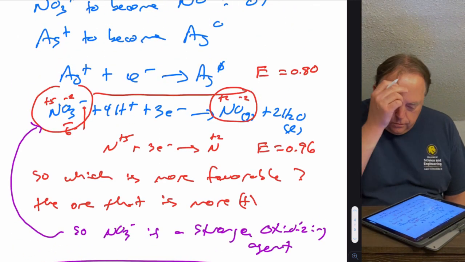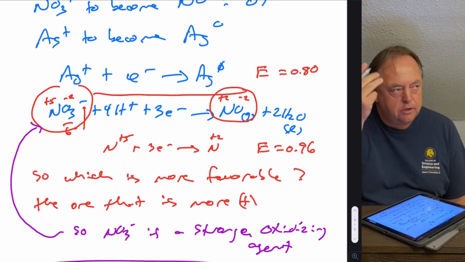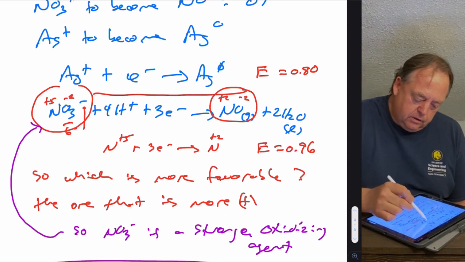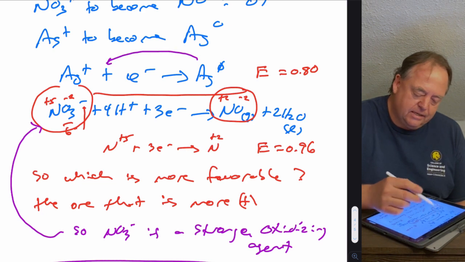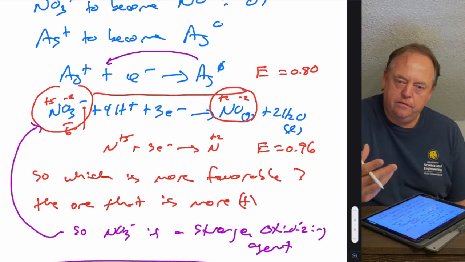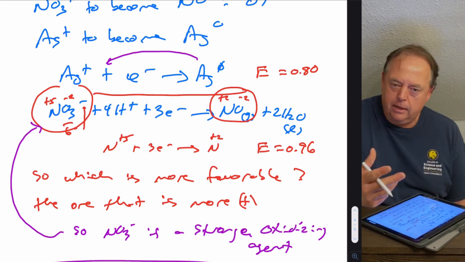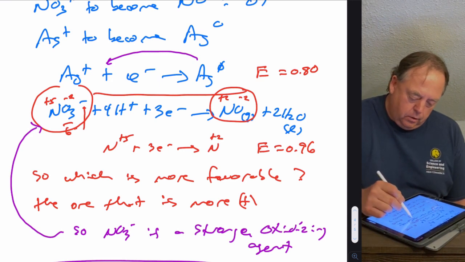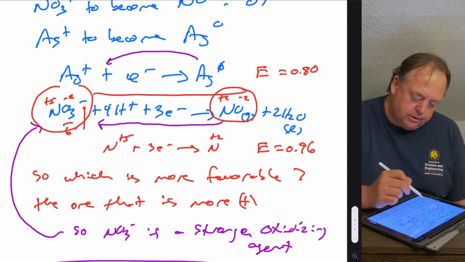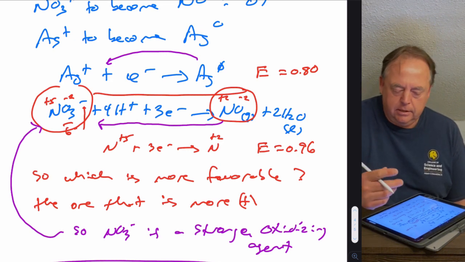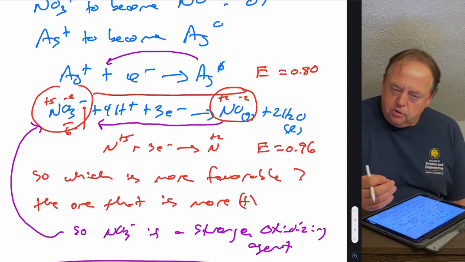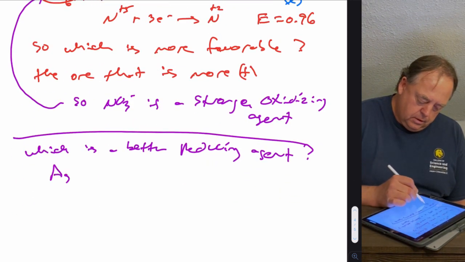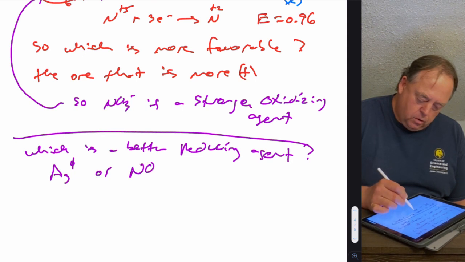The reducing agent would be the species that's oxidized, so that would basically be the reverse of these reactions. If silver 0 lost an electron, it would be oxidized, and it would be acting as a reducing agent because it would be giving away electrons. Or if NO gave away 3 electrons and became NO3-, then it would be oxidized, so it would be serving as a reducing agent. So which is the better reducing agent, Ag0 or NO gas?